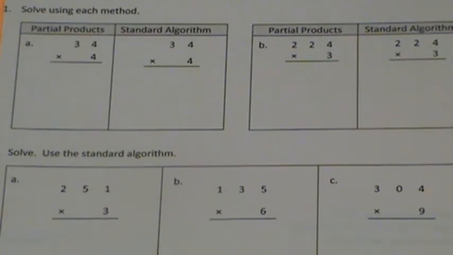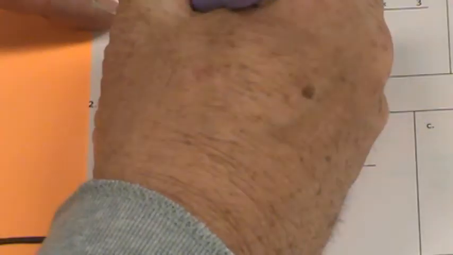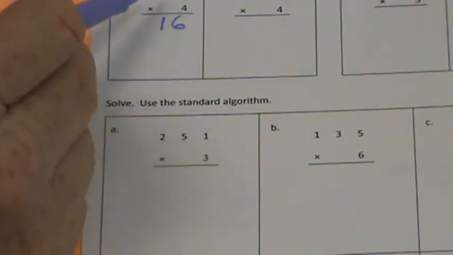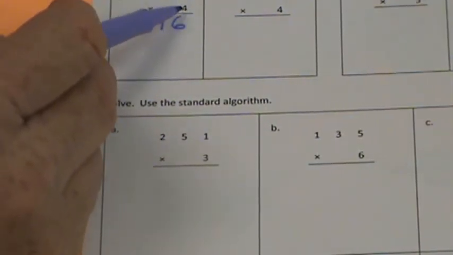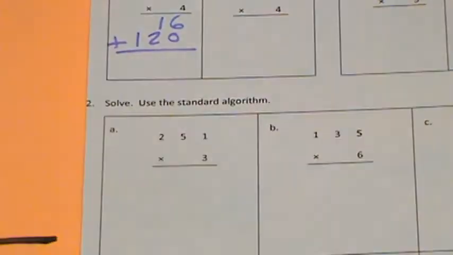All right, it's showing partial product and standard algorithm, okay? Let's do the partial product first. 34 times 4. 4 times 4 ones. 4, 8, 12, 16. Okay? And then we go with 4 times 3. 30 times 4. 4 times 3 tens. Well, it would be 12 tens. 4 times 3 tens, which would be 120. Time to add.